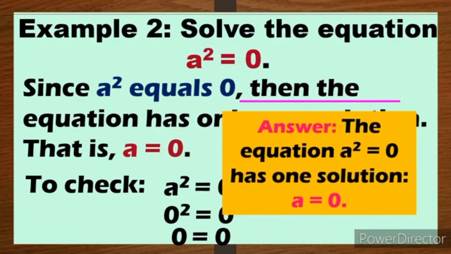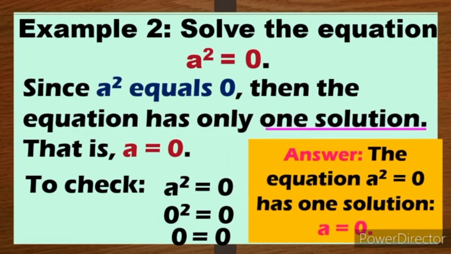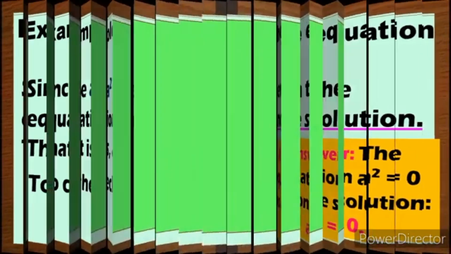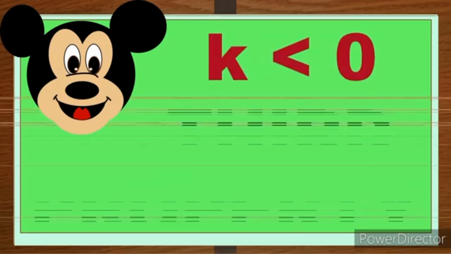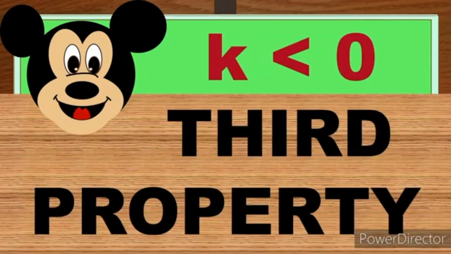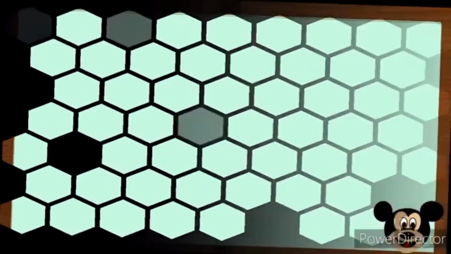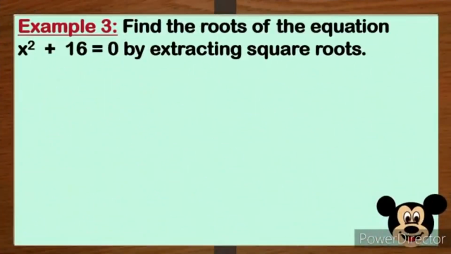And the answer is: the equation a squared equal to 0 has only one solution, that is a equal to 0. This example is for the second property. Okay, now we have k less than 0. Again, less than 0 means negative numbers. Okay, our example for the third property.